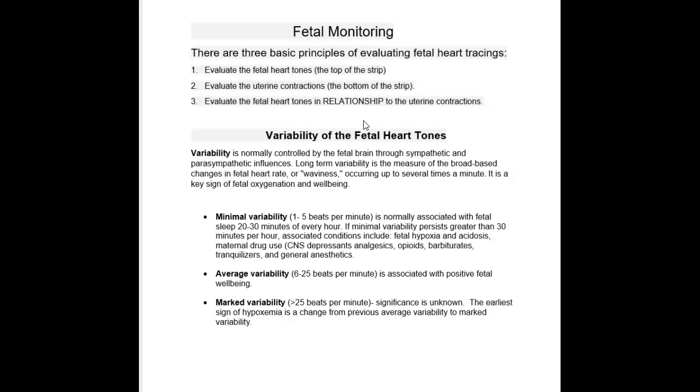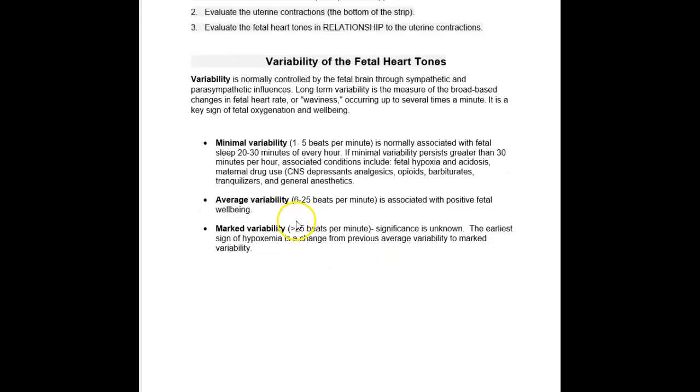The baby sleeps about 20 minutes out of every hour, and we can have decreased variability, which is 1 to 5 beats. Average variability is that we see the heart rate change from 6 to 25 beats per minute, and that's associated with positive fetal well-being. And then marked variability is greater than 25 beats, and this is like when someone's doing drugs or they're having some kind of acidotic problem, how their heart rate will vary up and down, and that's not good. And then of course absent variability, no variability, is very, very ominous.